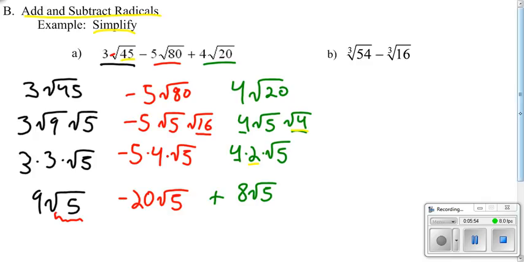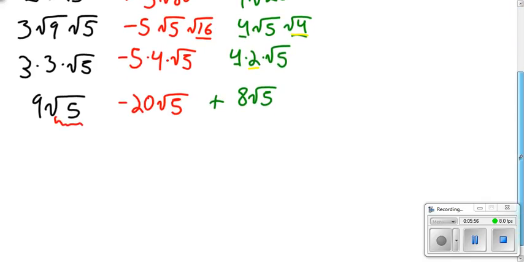So now at this point, we have 9 square roots of 5 minus 20 square roots of 5 plus 8 square roots of 5. Now this would be like saying 9x minus 20x plus 8x. Because our square roots of 5 have the same index and the same radicand, they are combinable at this point.